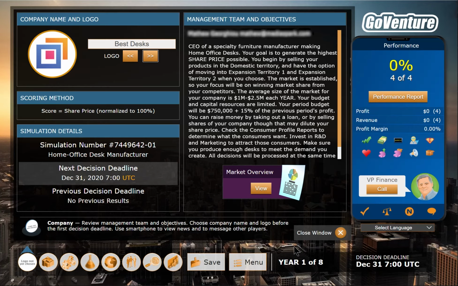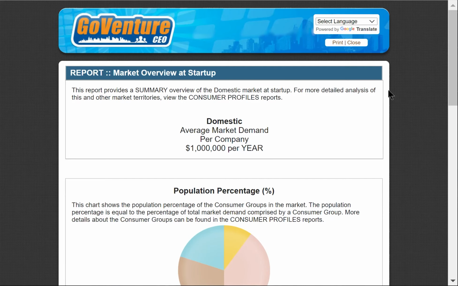Okay, so keeping in mind we're going to be making and selling a home office desk, one of the things we should do first is look at our market overview, which is right here. And this is a report. It's one of many reports available in GoVenture CEO that gives us insight into the market and how we should make better decisions. So I can see that the average market demand is how much money consumers are spending on home office desks in this particular simulation competition.